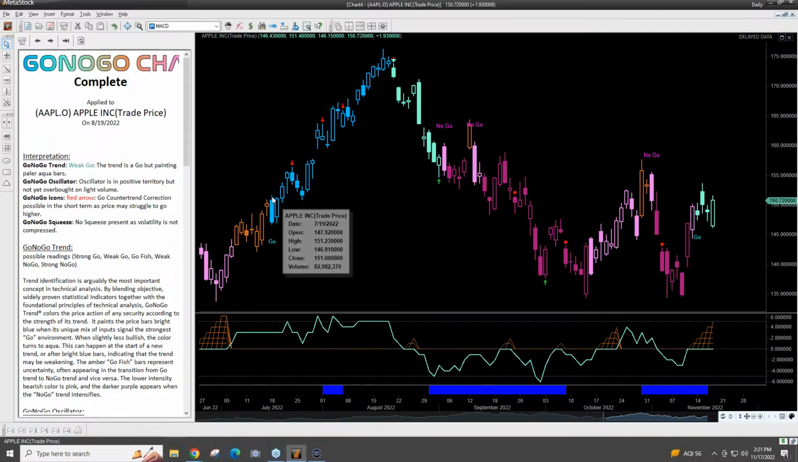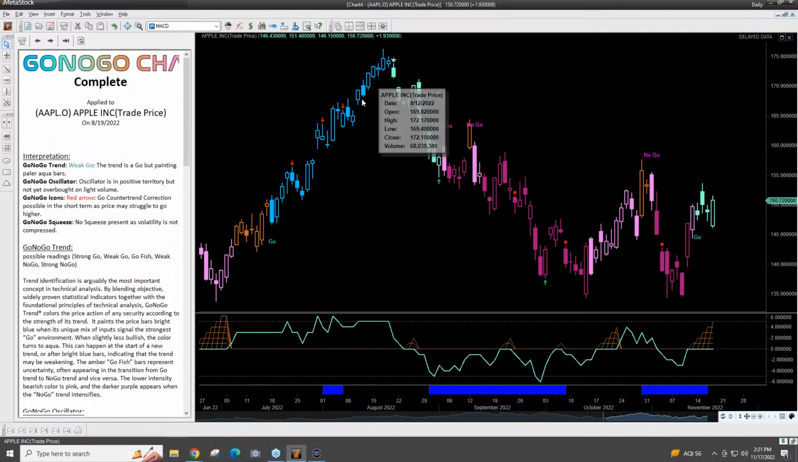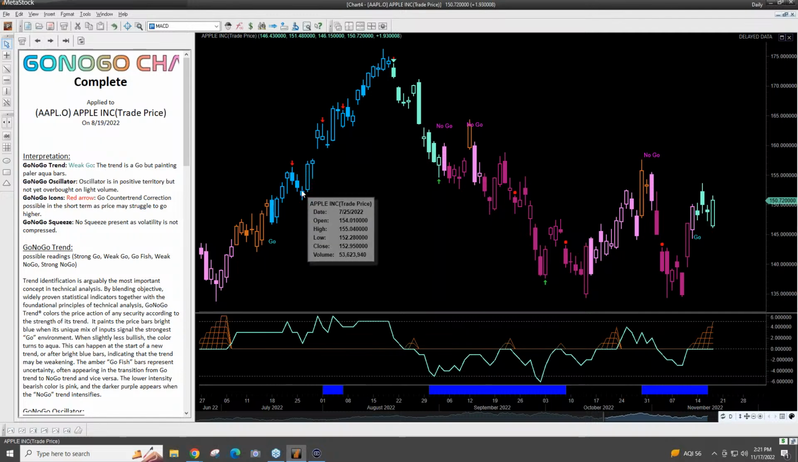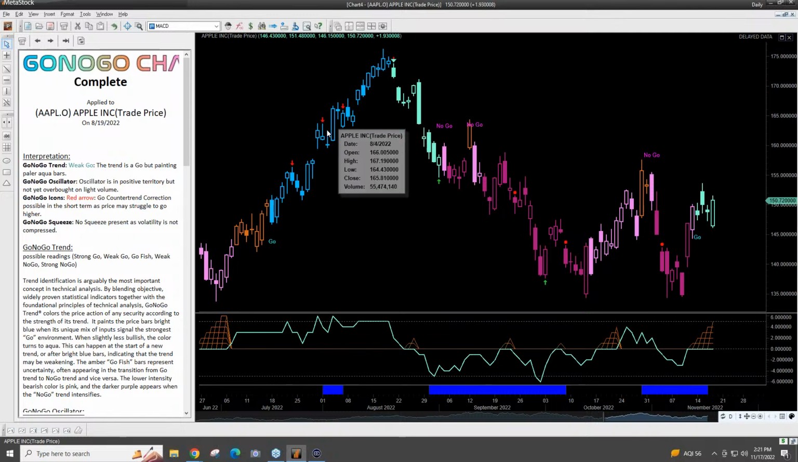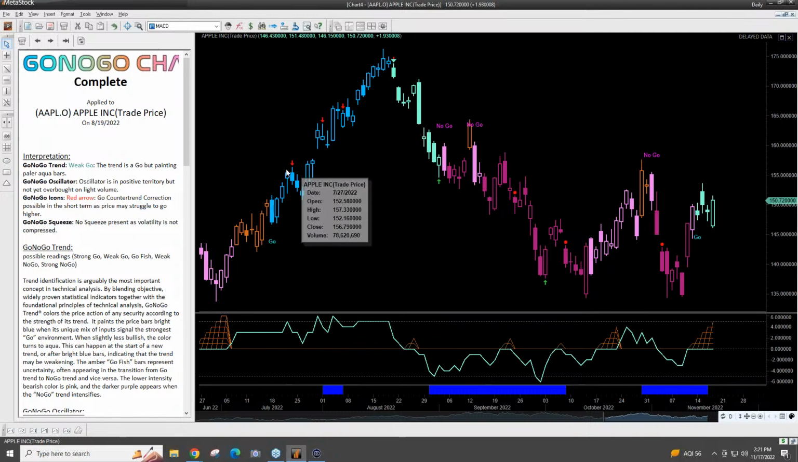So how you could treat this is you could use this strong go as your buy signal, and all these are going to help you identify that there's a possible counter trend, but it's still in a strong go area. So you make the decision if you want to get out or stay in on the longer trend. You are in a strong trend area, so you could definitely stay in the trade at that point.